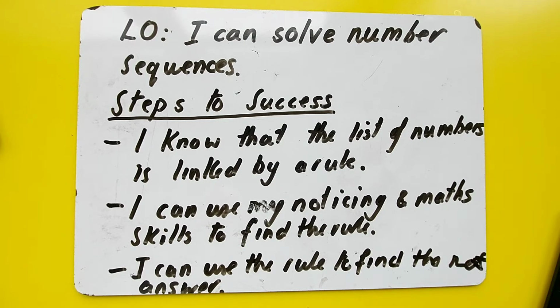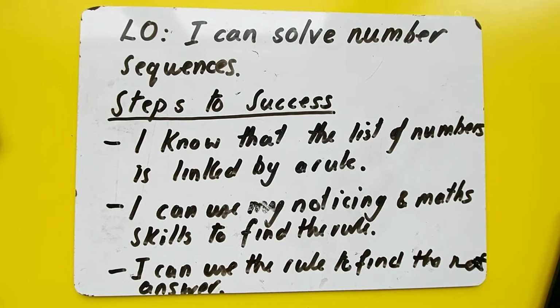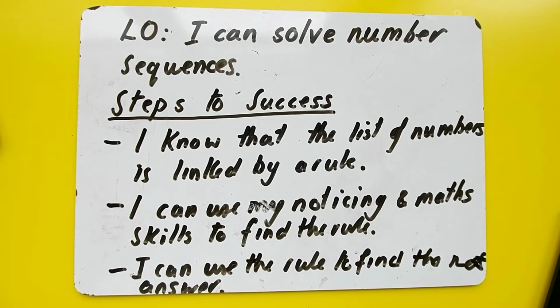So here's the learning objective. I can solve number sequences. Now our steps of success are going to be these today. I know that the list of numbers is linked by a rule. It's really important we understand there is a rule behind that list of numbers. There is a way of working it out and finding the next one in the rule or solving the rule. Okay, so we need to keep that in mind.